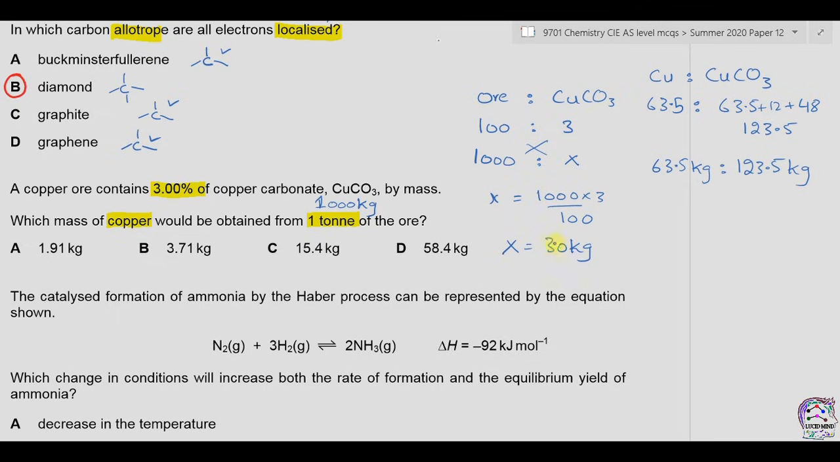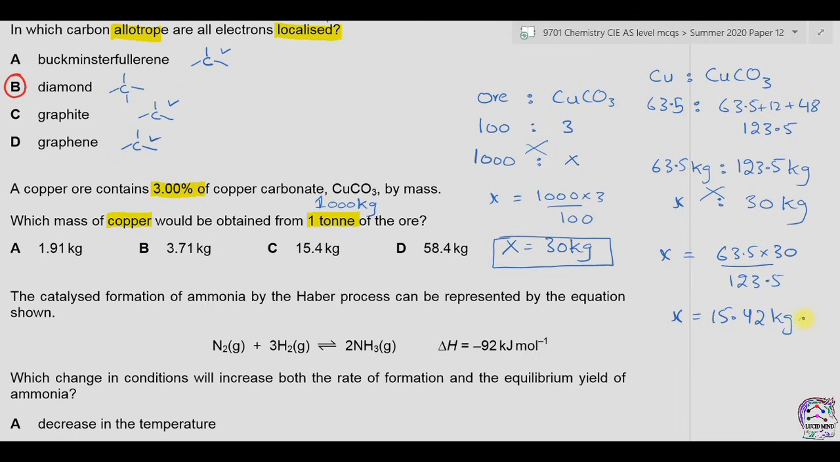In the question we have 30 kilograms of copper carbonate. So let's find out the mass of copper in 30 kilograms of copper carbonate. We can again cross multiply. So X will be 63.5 times 30 divided by 123.5. So it comes to be 15.42 kilograms of copper. So it means that the answer is part C.